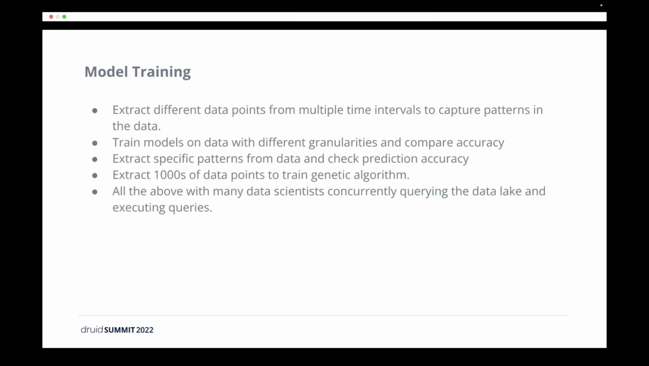Model training, you need to extract different types of data, train models on different granularities and compare the accuracy. And often, if you're doing things like training a genetic algorithm, you want to extract thousands of data points from your data lake. And that's very difficult to do in the absence of a high-performance engine like Druid.